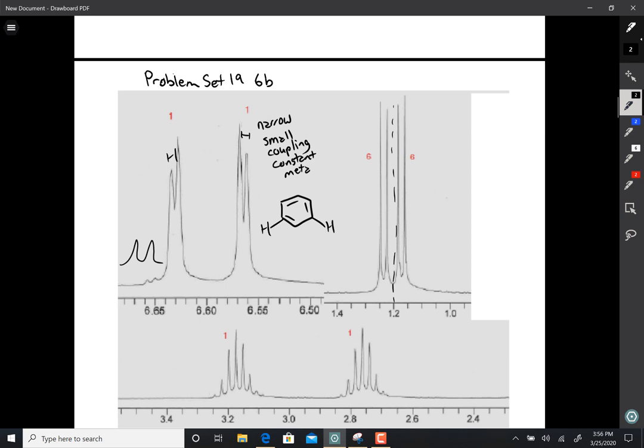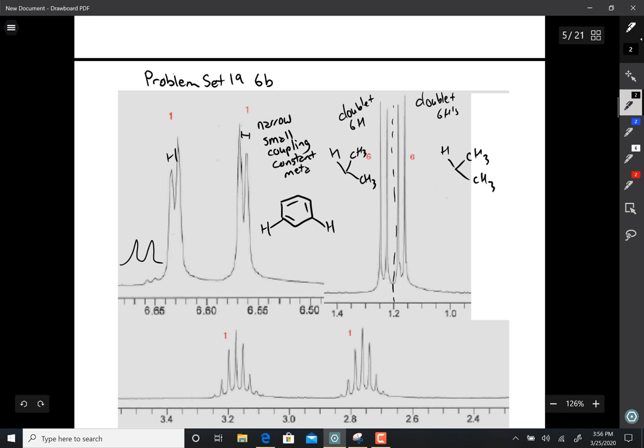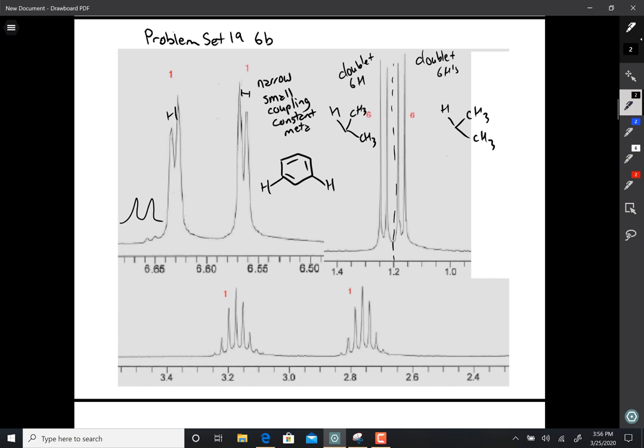What we have here is a doublet of six hydrogens. Here we have a doublet of six hydrogens. So this doublet of six hydrogens suggests two CH3s connected to a CH. This doublet of six hydrogens suggests two CH3s connected to a CH. If we look down here, we have 1, 2, 3, 4, 5, 6, 7. 1, 2, 3, 4, 5, 6, 7. This suggests a CH next to two CH3s. And this suggests a CH next to two CH3s. And see how this is in agreement.